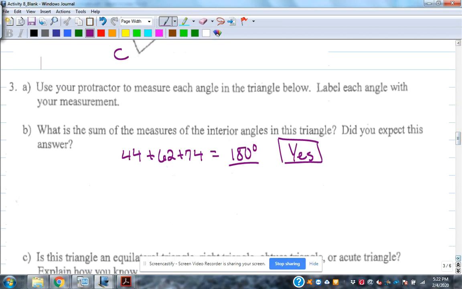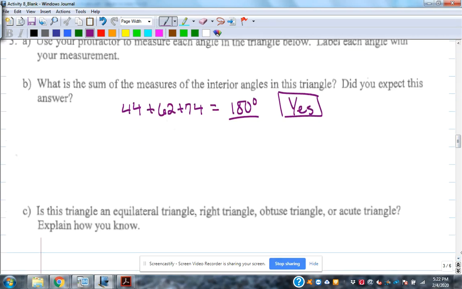Is this triangle equilateral, right triangle, obtuse triangle, or acute triangle? And why? Explain. Explain to me why you call it an obtuse. That has nothing to do with being right.